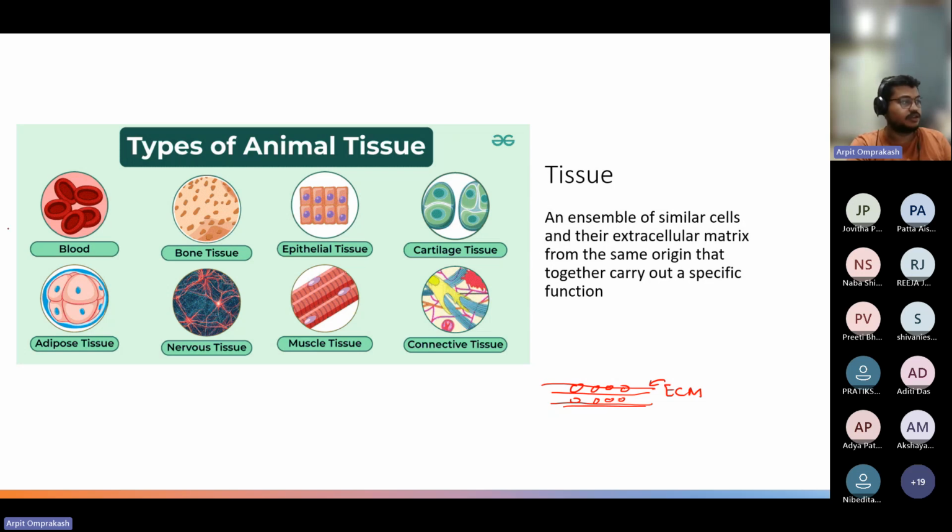So for example, nervous tissue has nerve cells and it's present in our brain. Blood has RBCs and WBCs. So basically, blood has cells, and plasma, which is the extracellular matrix in which the cells are present. Similarly, for bones, we have bone cells and an extracellular matrix in which they are present. And as such, we have different types of tissues that we find in different organisms. Even in plants, we have different tissues such as xylem and phloem.